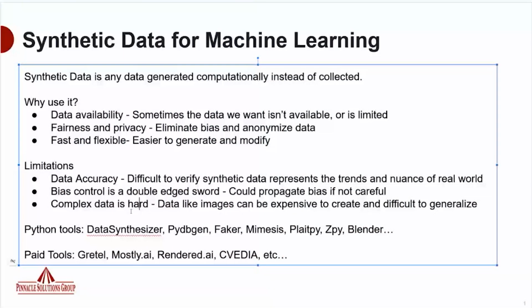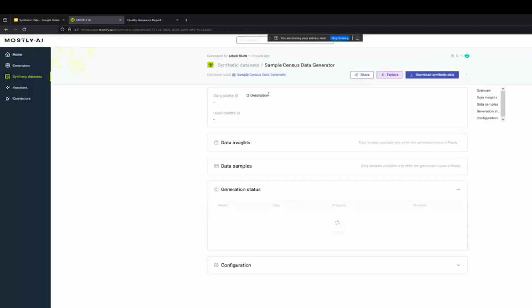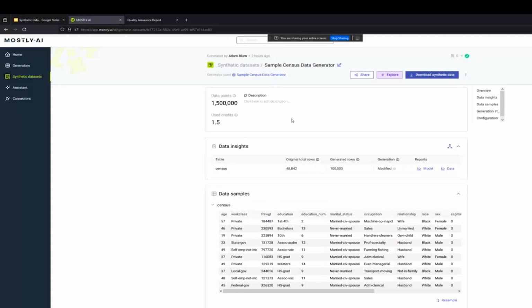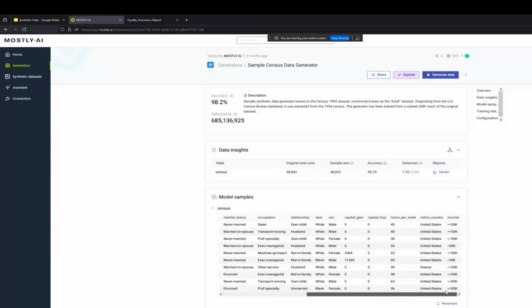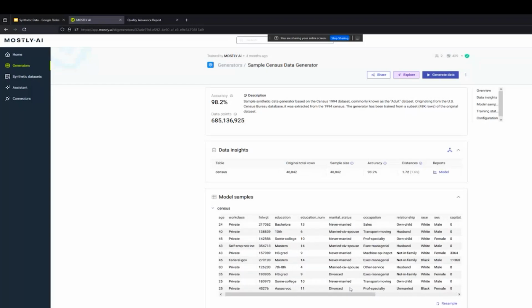I'm going to walk through a couple of examples. I'm going to start with mostly AI because it's really neat. Data synthesizer would do something similar, but it would take a bit more poking and prodding, and it doesn't look as good. I'm going to just use their sample census data generator. This generator is an AI model trained on the 1994 census data set. It took about 50,000 points, and it just generates census data that looks right, but it's completely fake.